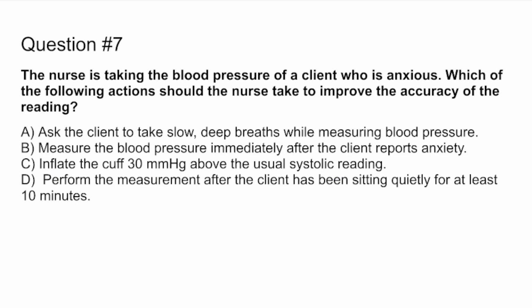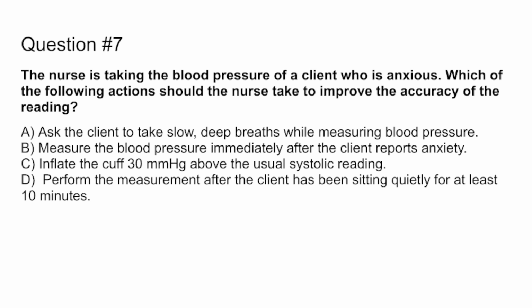Question 7. The nurse is taking the blood pressure of a client who is anxious. Which of the following actions should the nurse take to improve the accuracy of the reading? A, ask the client to take slow, deep breaths while measuring blood pressure. B, measure the blood pressure immediately after the client reports anxiety. C, inflate the cuff 30 above the usual systolic reading. Or D, perform the measurement after the client has been sitting quietly for at least 10 minutes.